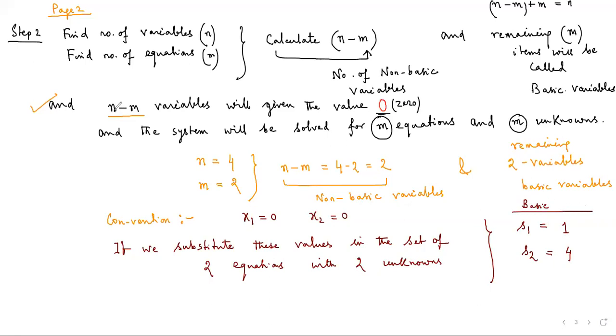So according to the theory, n minus m variables will be given the value 0. They are non-basic variables. The remaining system will be solved for m equations and m unknowns, and those m variables will be termed basic variables. Here, by convention, we are considering x1 and x2 to be non-basic variables. We substitute 0 values for them in the equations, and the remaining system is solved for 2 equations and 2 unknowns. We get s1 as 1 and s2 as 4, which are the basic variables.